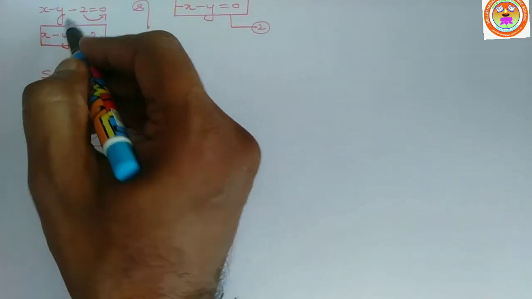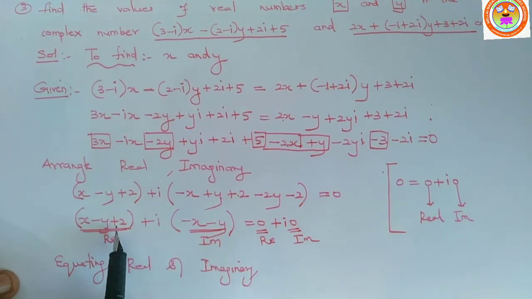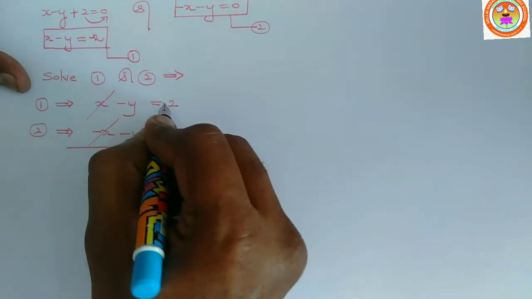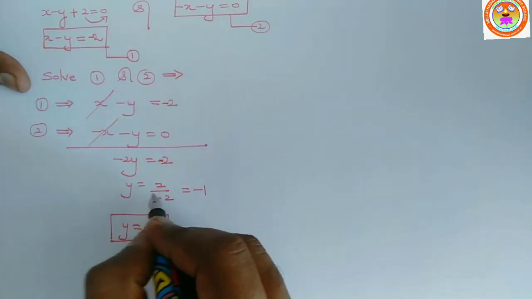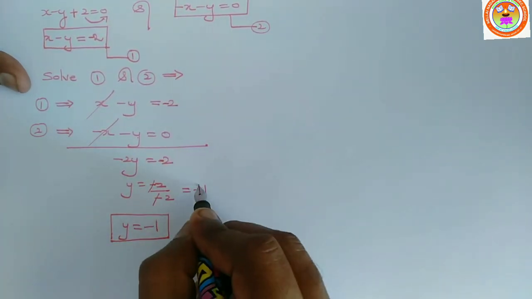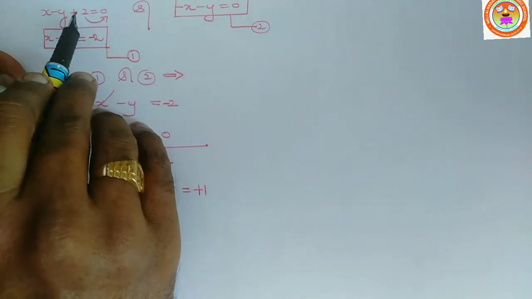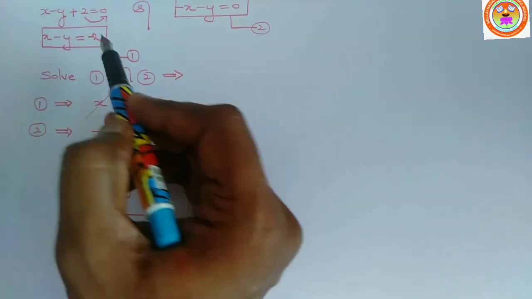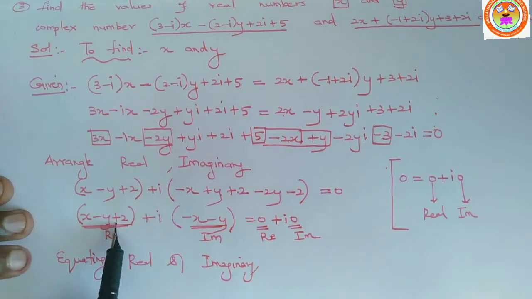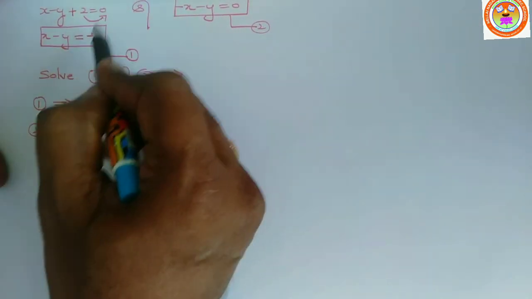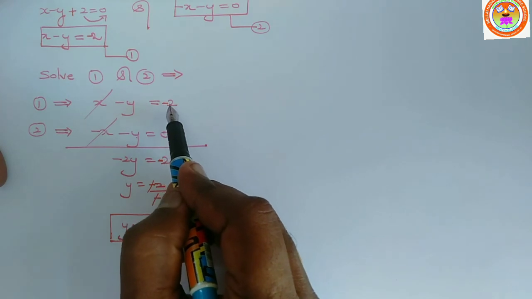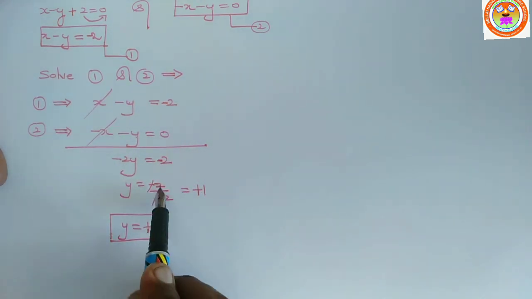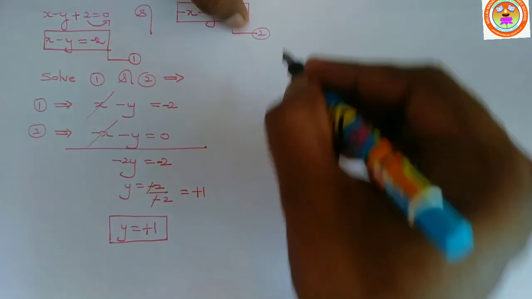Sorry students, while writing the answer, this is plus 2. While moving this way it becomes minus 2. Minus 2 over minus 2, minus cancels, it becomes plus 1. While writing the answer, I made a mistake and wrote minus, but it is given as plus: x minus y plus 2. So plus 2 moves this way and becomes minus 2. Minus 2 plus 0 gives us minus 2. Minus 2 over minus 2, minus cancels, 2 by 2 is plus 1. y is 1.